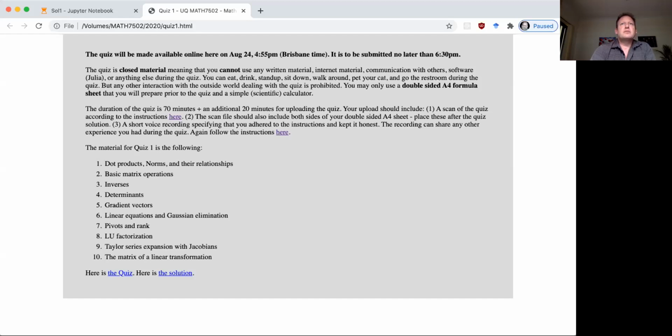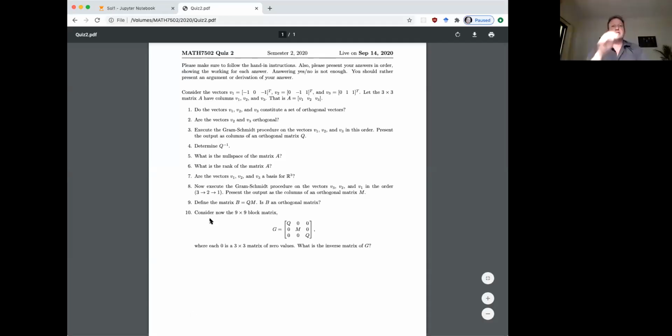Oh wait, or is my screen sharing paused? Something's broken. Come on. Okay, now you can probably see the screen share.